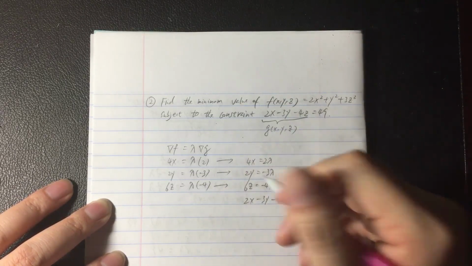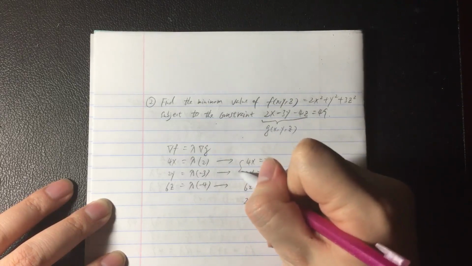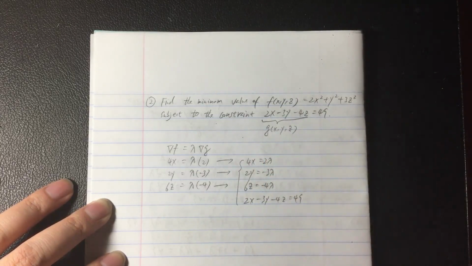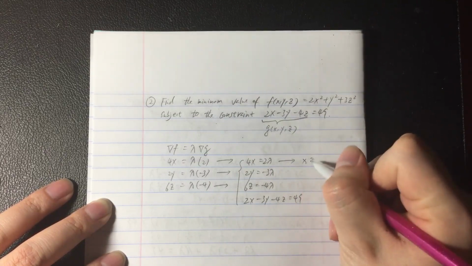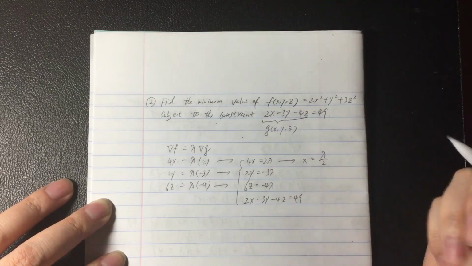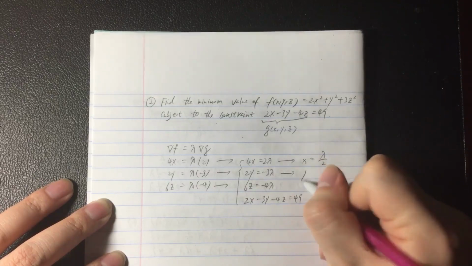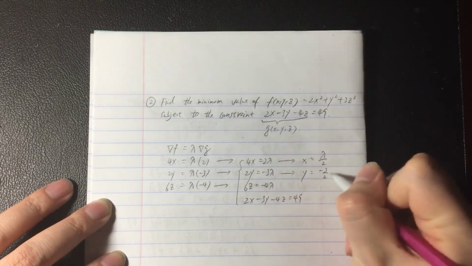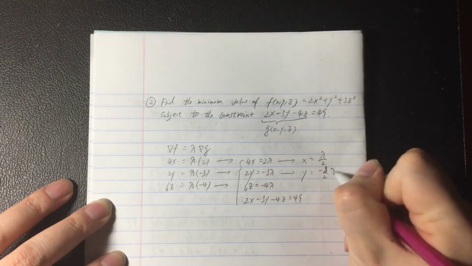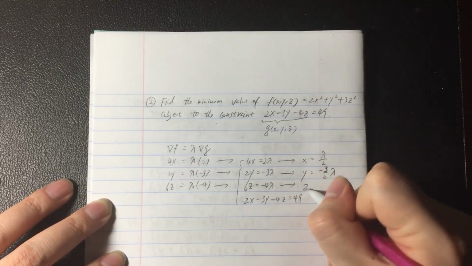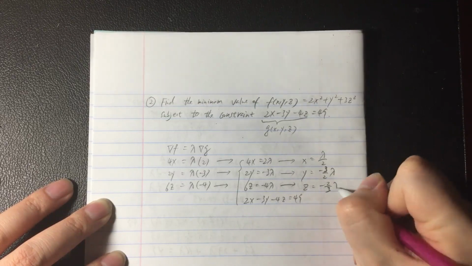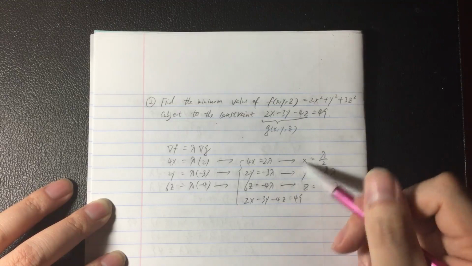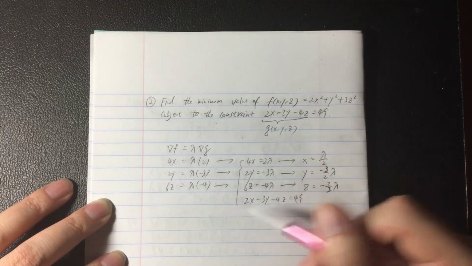We have 4 equations with 4 unknowns. We can solve these 4 equations for these 4 unknowns. How do we solve this for x, y, z, and lambda? In the first equation, if I solve for x, I can write x as lambda over 2. In the second equation, if I solve for y, I can write y equal to -3 over 2 lambda. In the third equation, if I solve for z, I can write z equal to -2 over 3 lambda. Then I can substitute x, y, and z into the last equation and solve for lambda.